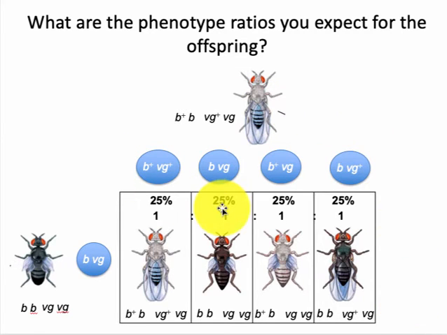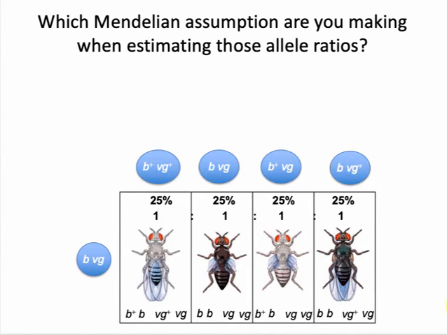And since we have predicted that all of these gametes will be formed in the same ratios, we expect that all of these offspring will also be in equal ratios, so that 25% or a quarter of the offspring will have normal wings and gray bodies, 25% or a quarter of the offspring will have black bodies and vestigial wings, 25% will have gray bodies and vestigial wings, and 25% will have black bodies and normal wings. What are we assuming when we calculate these ratios? What are we assuming when we say all of these gametes are equally as likely to form?